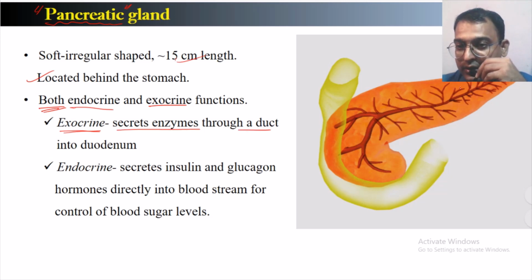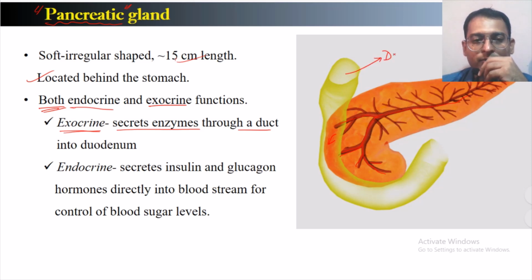Where is the duct? In this image you can see this kind of pipe system. Whatever enzymes are produced in the pancreas make up what we call the pancreatic juice. The digestive enzymes in the pancreatic juice get secreted into what we are seeing here, the duodenum. Duodenum is nothing but the continuation of the stomach.